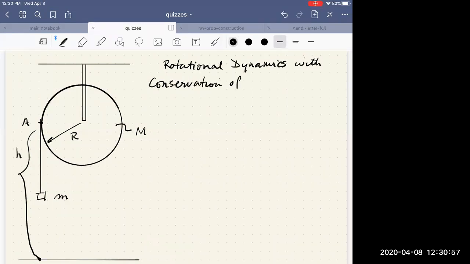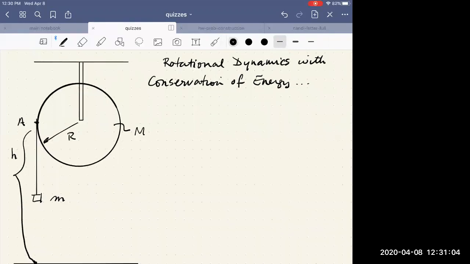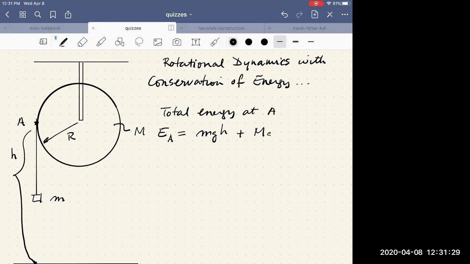Okay. So now what we do is we first write down the total energy at A. Let's call this EA. And so EA would be small m GH, because this is the situation where small m is here. But do not forget to add the potential energy of the pulley itself, which would be big M G times H.